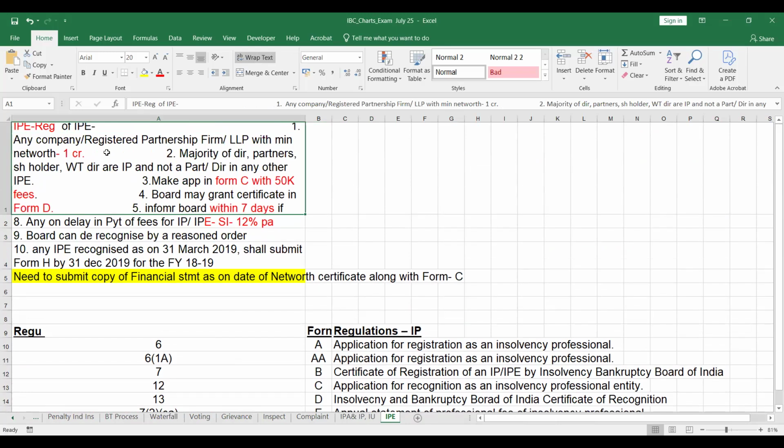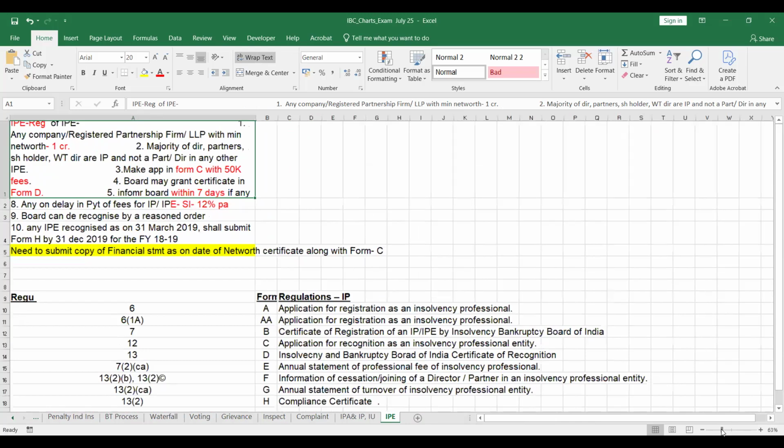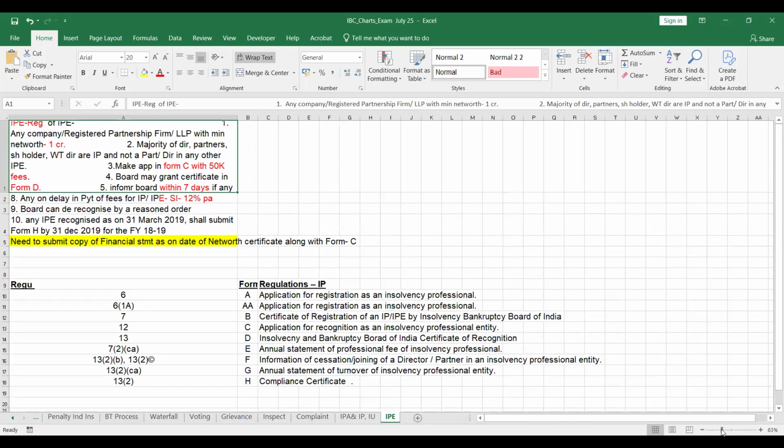Now, there is a concept of an IPE also. IPE का क्या कॉन्सेप्ट है ये भी थोड़ा सा देख लेते हैं. IPE के बारे में ये है कि you can practice as an individual as well as an IPE, insolvency professional entity.